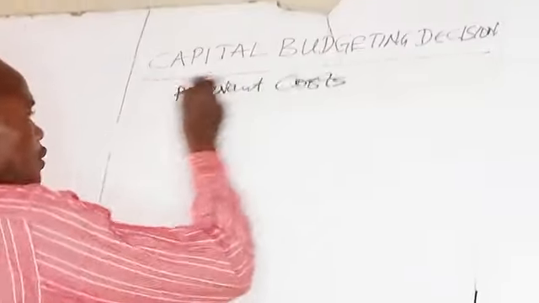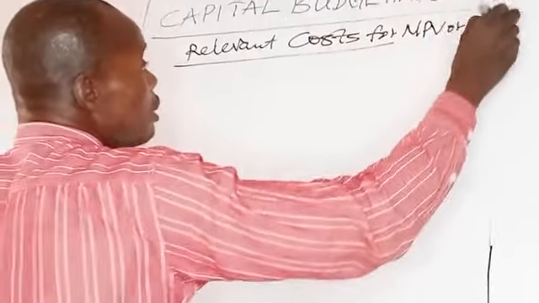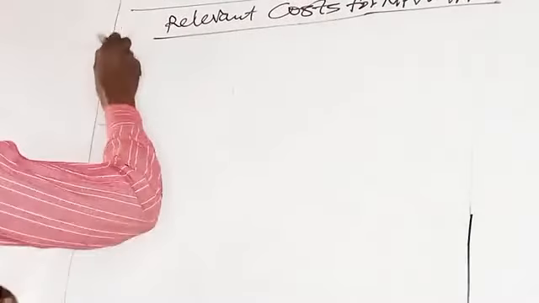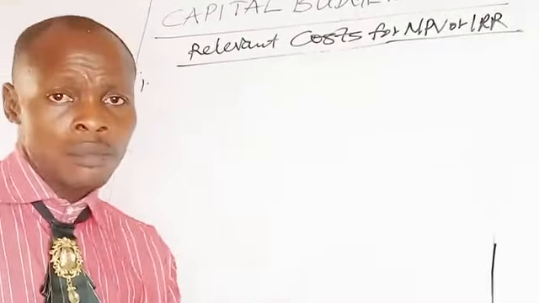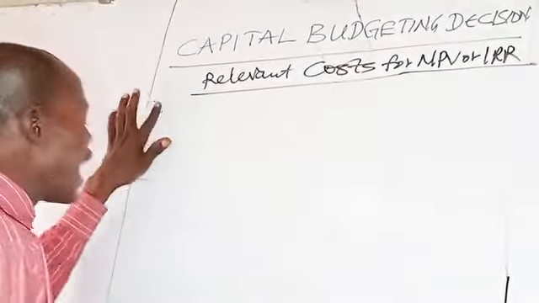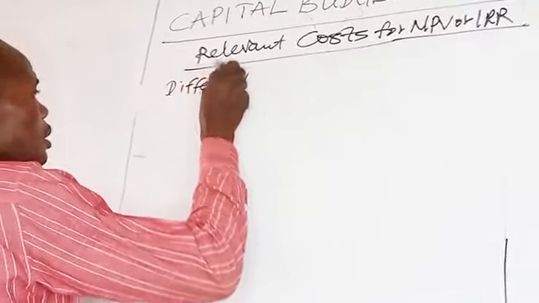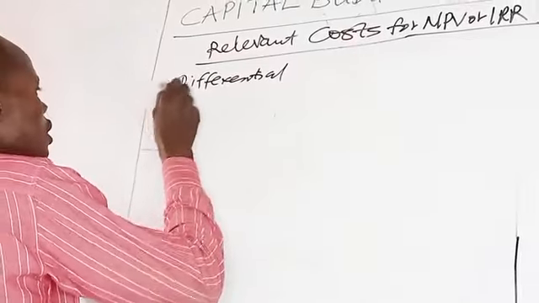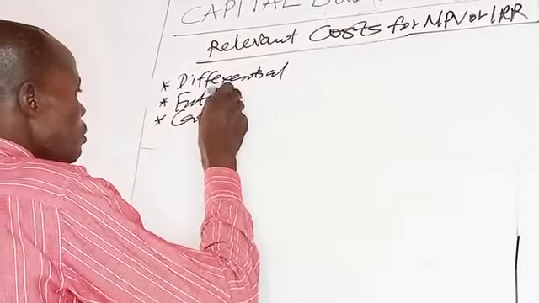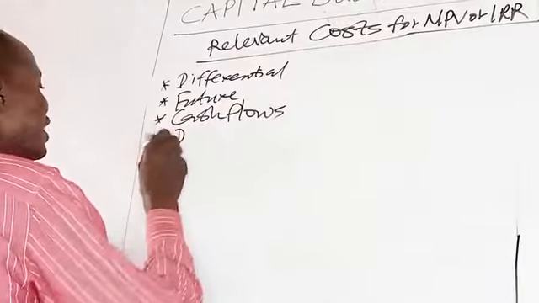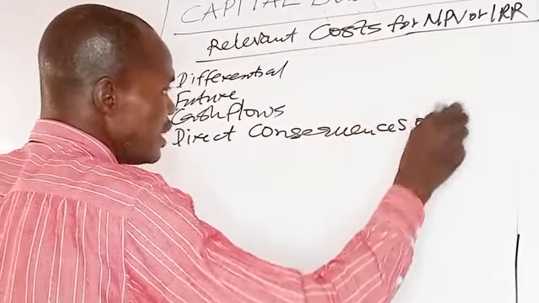Relevant cost for NPV or IRR. Let me just say relevant cost for discounting. Remember, if you have watched my lecture or my presentation on relevant costing, I've told you that relevant costs are differential future cash flows that arise as direct consequences of a decision.